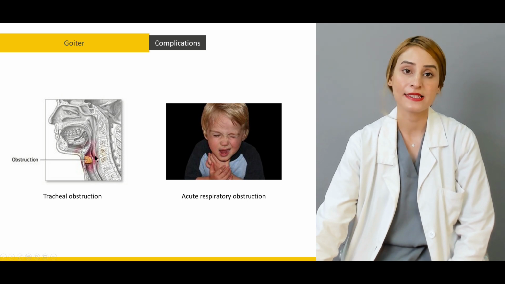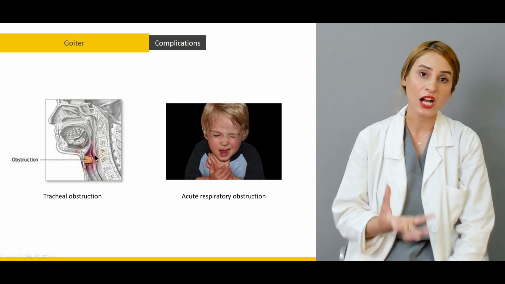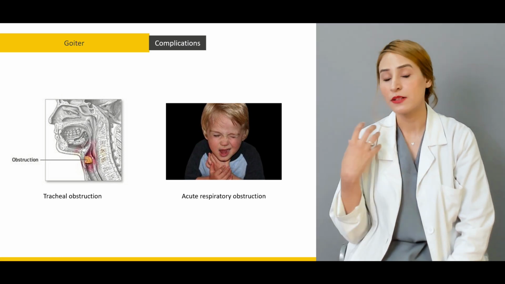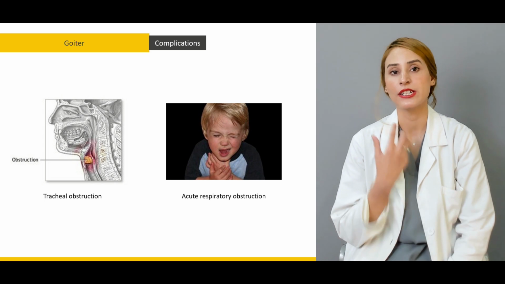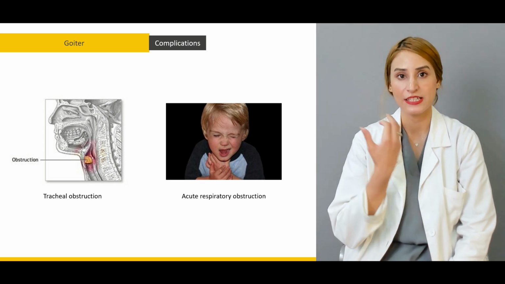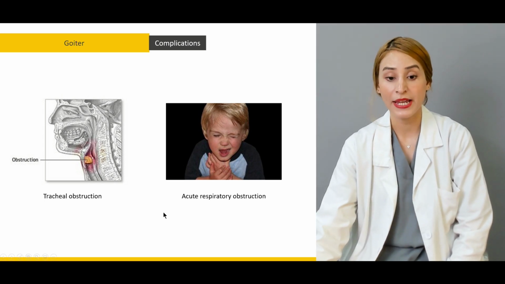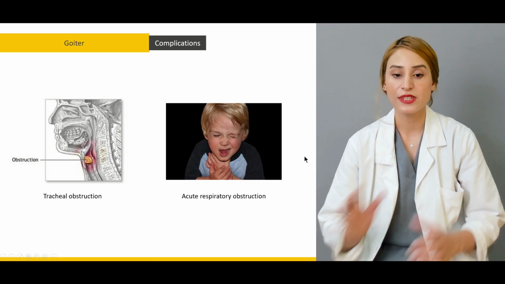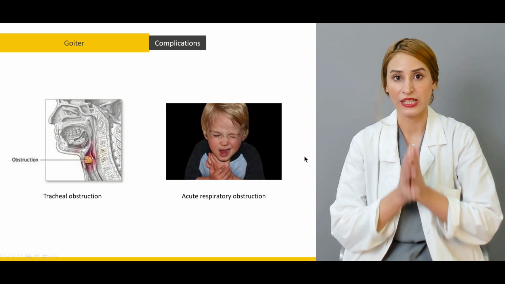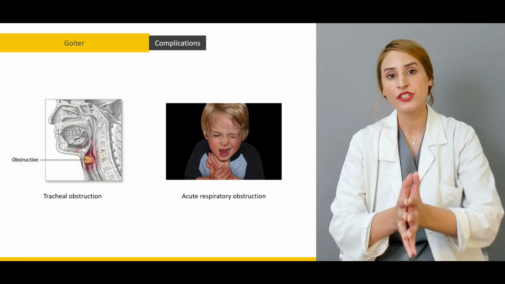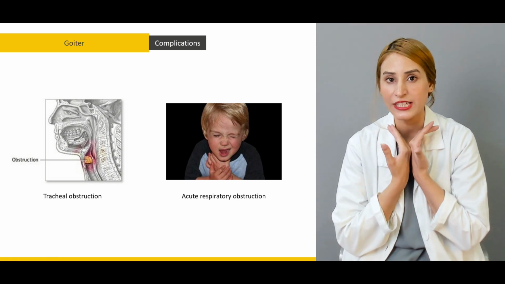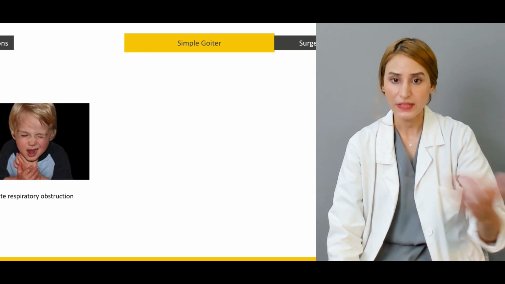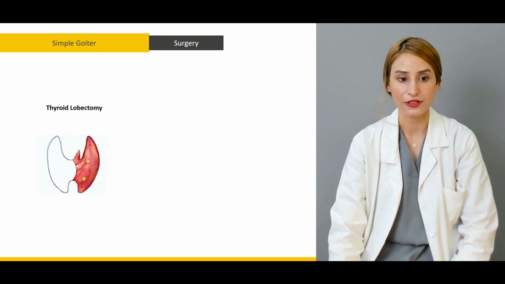So what happens is that if a massive giant swelling is there in the anterior compartment of the neck, likely originating from the thyroid, it is compressing the trachea, and the patient may have acute respiratory obstruction, right? So it is very, very important to know that if there is a large swelling compressing the trachea, there can be acute respiratory obstruction. It can be a complication of goiter.